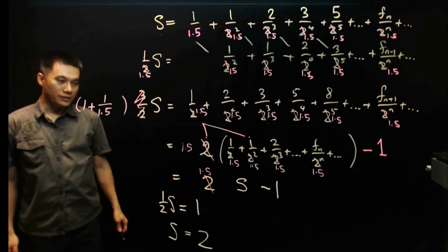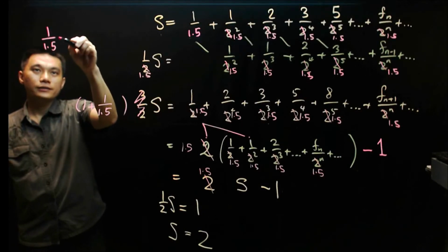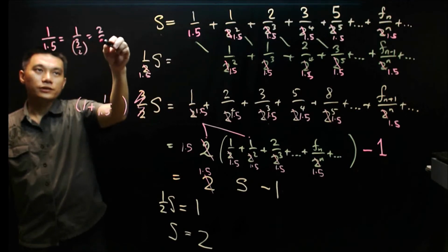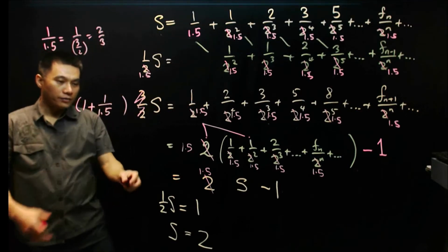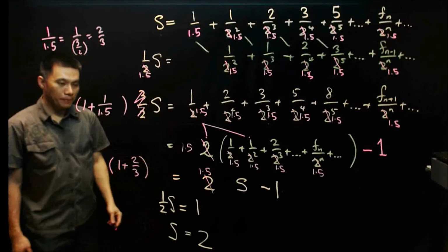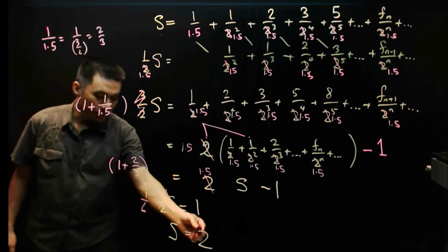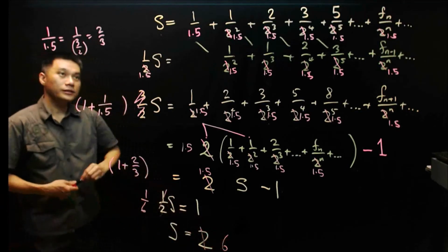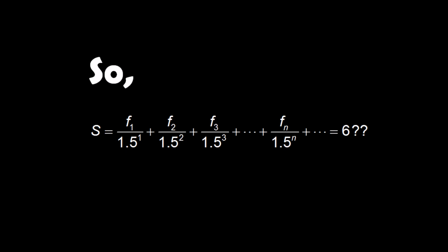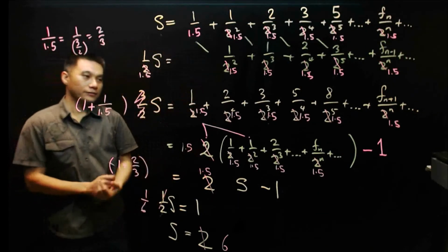So right now what we have is that 1 plus 1 over 1.5. 1 over 1.5 is actually equal to 1 over 3 over 2, which is 2 over 3. So what we have here is 1 plus 2 over 3. And this will give me 1 over 6, and therefore the answer S equals to 6 if I start with this series. What is wrong? Everything looks okay.